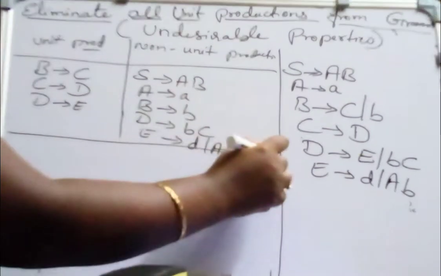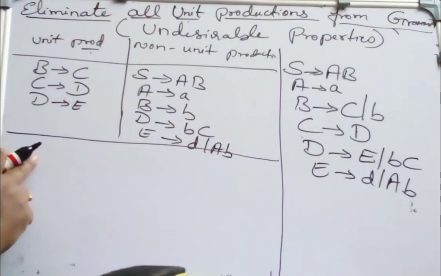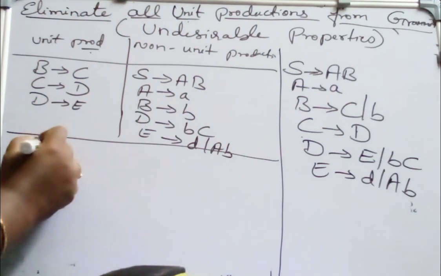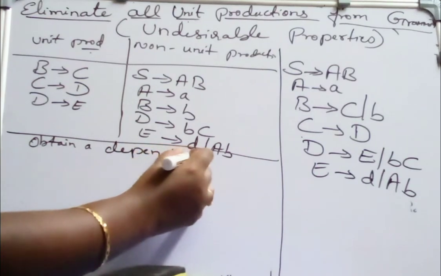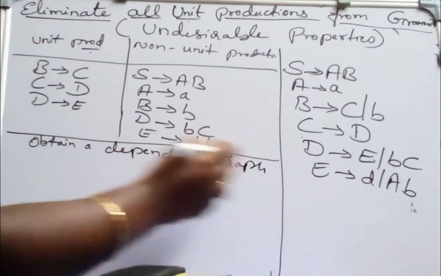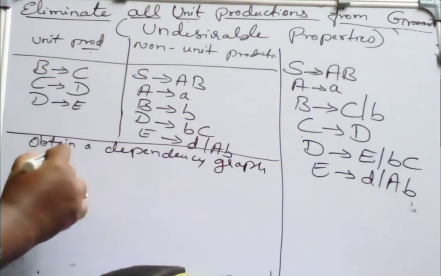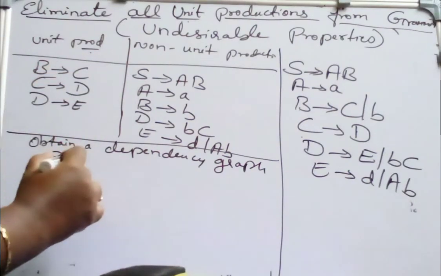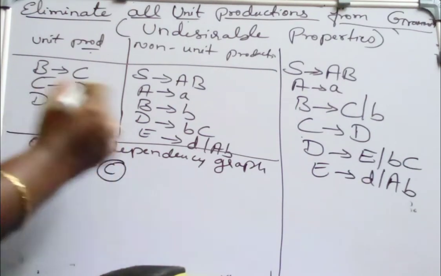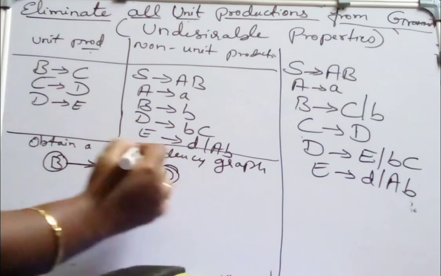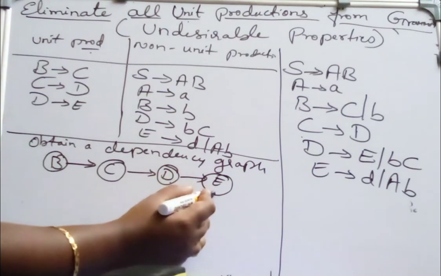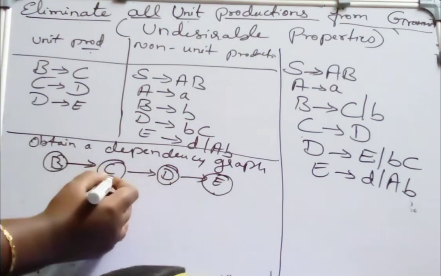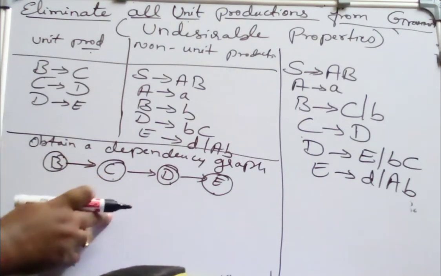Okay guys, the next step is to remove the unit productions in the grammar. To do that, first we should obtain a dependency graph. So now let's write the dependency graph. B derives C, C derives D, and D derives E. It means D is dependent on E, C is dependent on D, and B is dependent on C. So this is called a dependency graph.